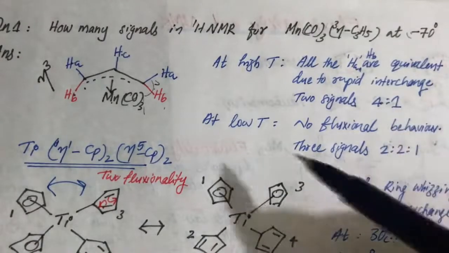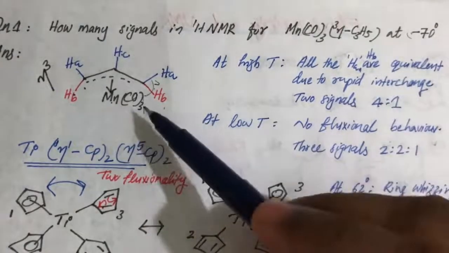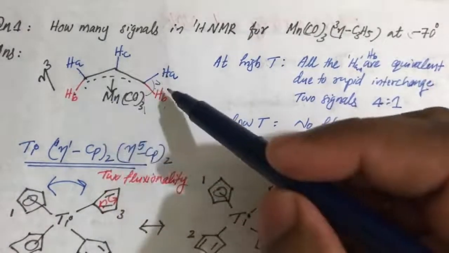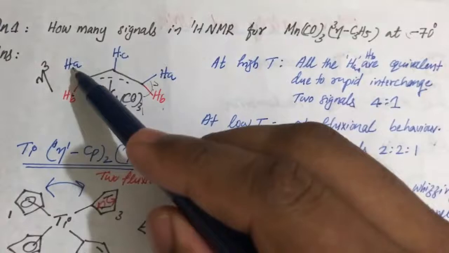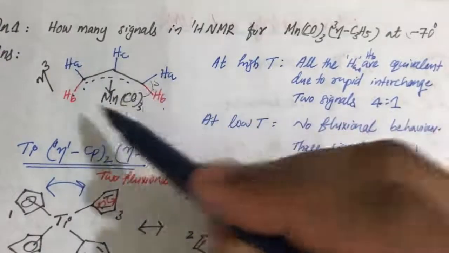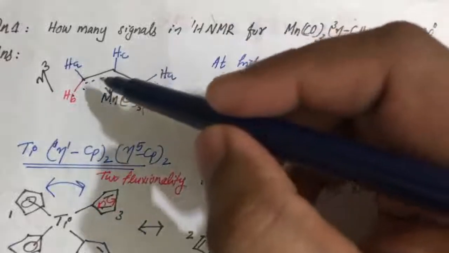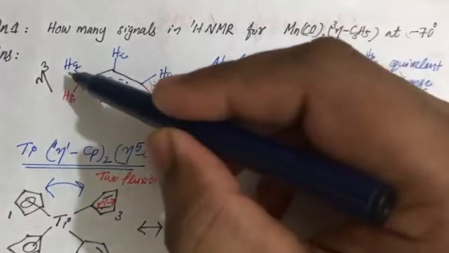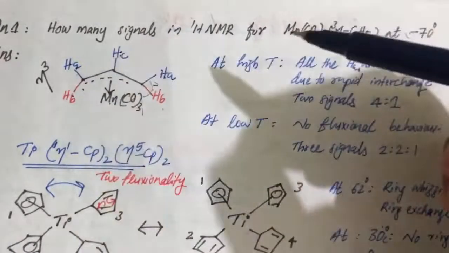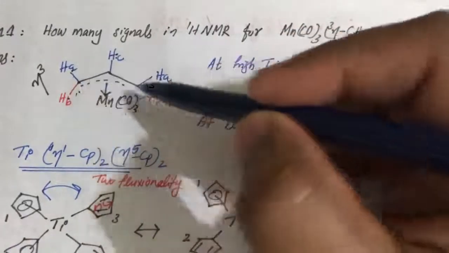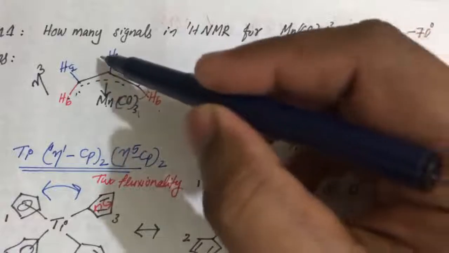But at the low temperature limit there is no fluxional behavior. So this is the situation. You can have HA, HB, HC. Why this HA and this HB? The thing is that these HAs are syn with respect to HC, that means they are on the same side, and these HBs are anti with respect to HC.